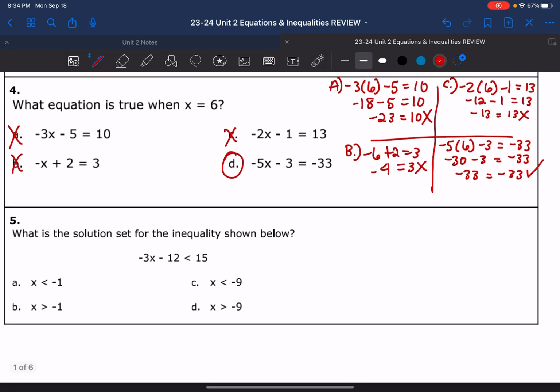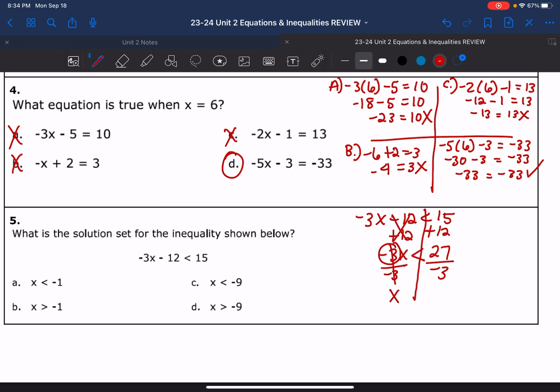All right, number 5. All you have to do here is solve, okay? So here we have positive 12. We're going to cancel out first positive 12 over here. This becomes a zero pair. We bring down negative 3x is less than, and then here we're going to have 27, okay? Then we're going to get rid of the negative 3, which is the coefficient, by doing the inverse operation of multiplication. So we're going to do negative 3 divided by negative 3.